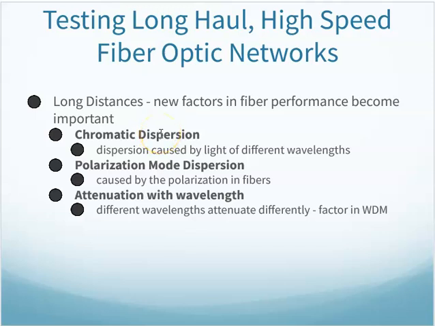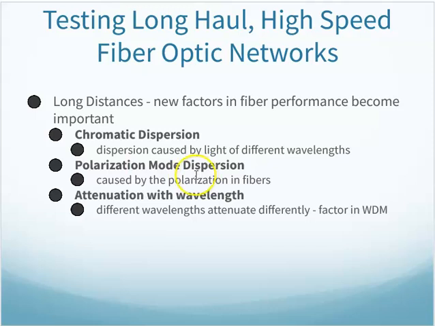Chromatic dispersion. This is the dispersion caused by light of different wavelengths. Remember we talked about if you send light through a prism, it breaks out into component pieces. As you start sending light down a fiber and it starts bending in and out of the core, it can start breaking into those component pieces, and your pulse of light can start spreading out, oozing out, and getting larger.